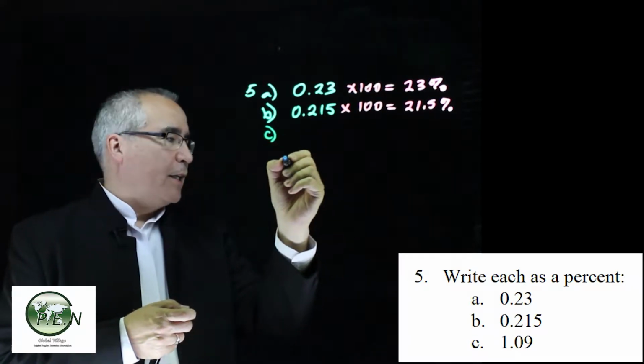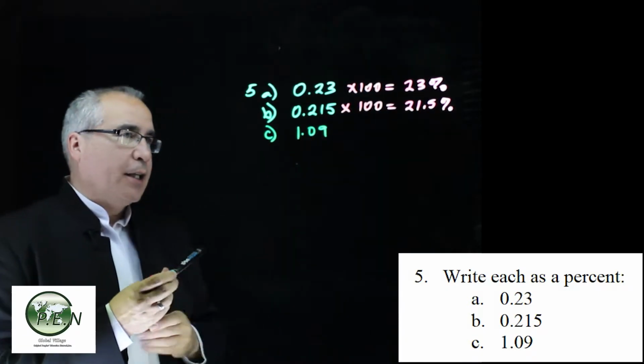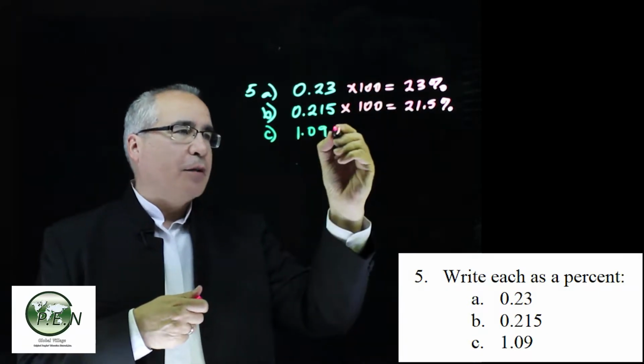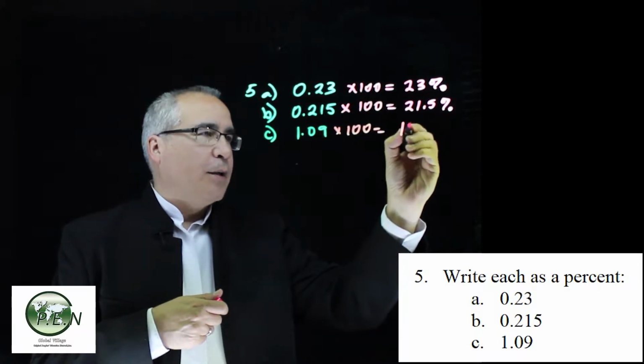Let's see. 1.09. Again, let's turn it to a percent. Multiply by 100. Decimal goes over twice. 109%.